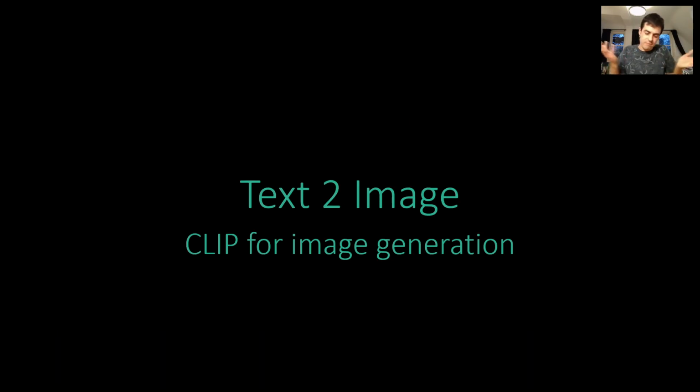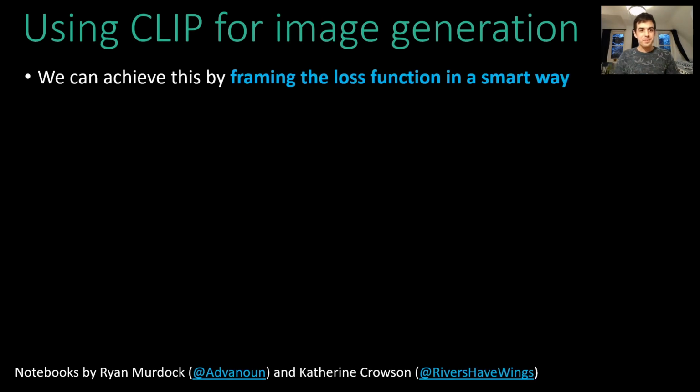Right. So we have now talked about this model CLIP, which is capable of giving us a distance metric or a similarity metric for two items. If they are the same thing, even though one of them is an image and one of them is text, it will give us a high similarity score. If not, it will give us a low similarity score. How on earth would we want to use this for image generation? Well, you might already know from the previous class that it will likely be by framing the loss function of this thing in some smart way.